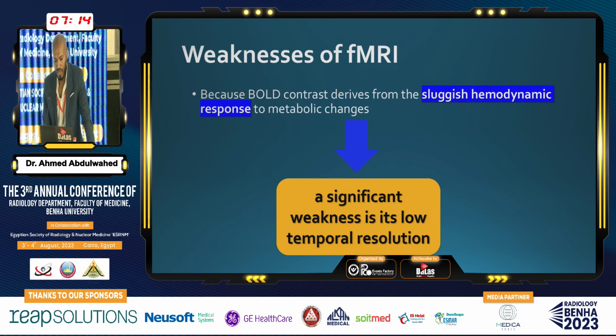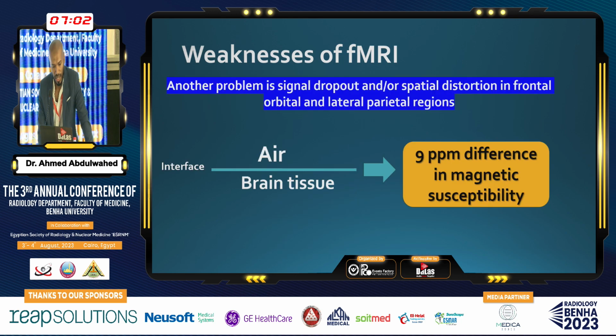But what about the weaknesses of fMRI? Because the BOLD contrast, or BOLD signal, derives from the sluggish hemodynamic response to neuronal activity, the metabolic changes will be a significant weakness in its low temporal resolution. Another problem is the signal dropout or spatial distortion in the frontal, orbital, and lateral parietal regions.